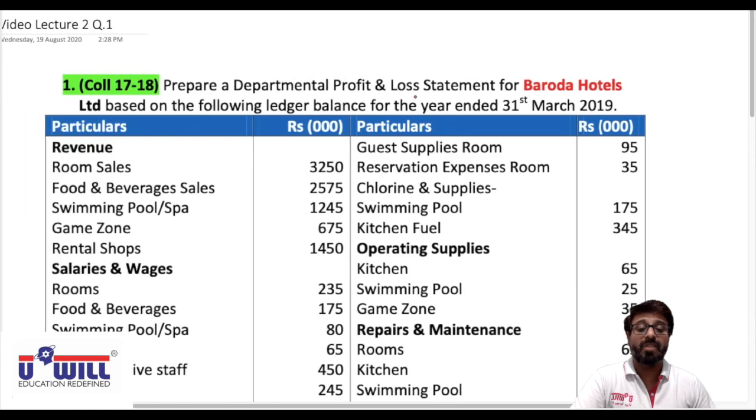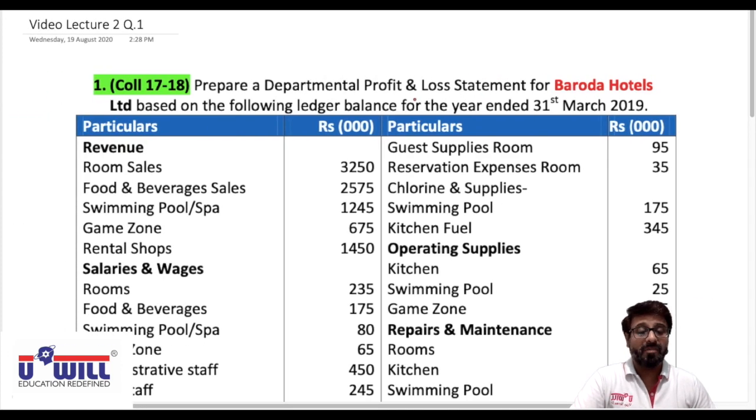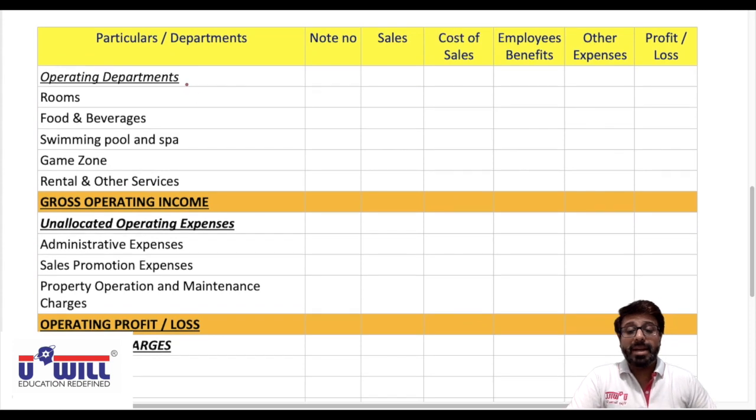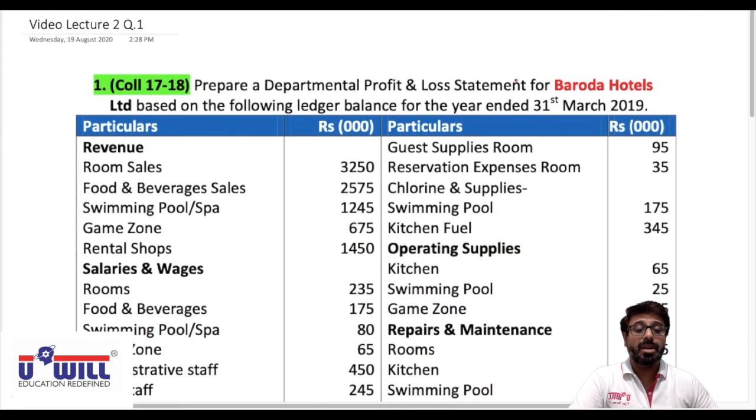If you all remember the format of P&L statement, operating departments, we had rooms. So whatever things come in rooms, we will mark it as R. Whatever things come in food and beverages, we will mark it as F&B. Whatever things come in swimming pool and spa, we will mark it as SW. Whatever things come in game zone, G. Whatever things come in rental and other services, that we will mark as R and OS, because R stands for room, so rental and other services, R and OS.